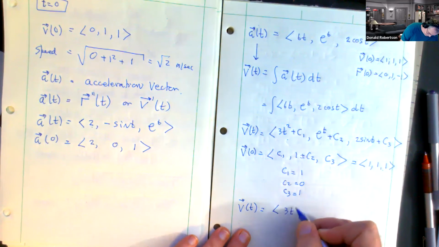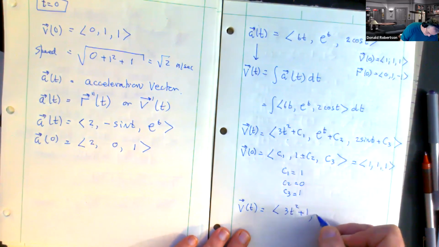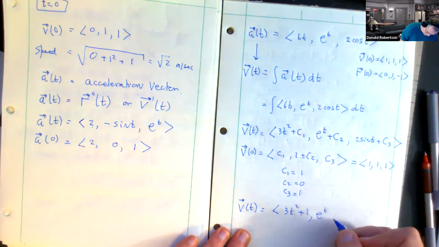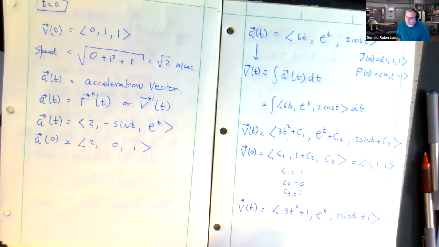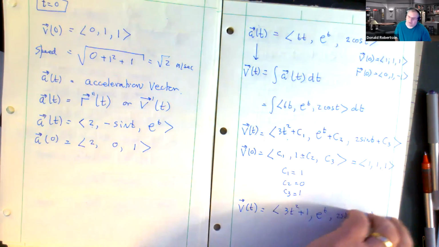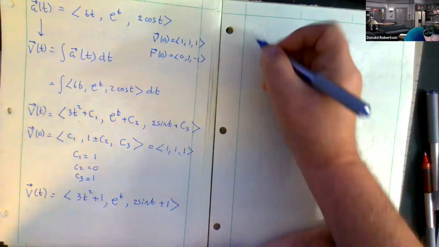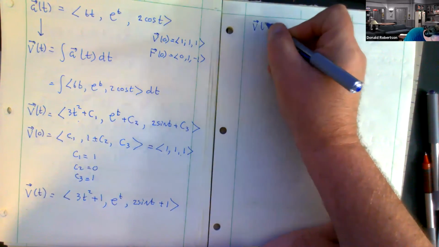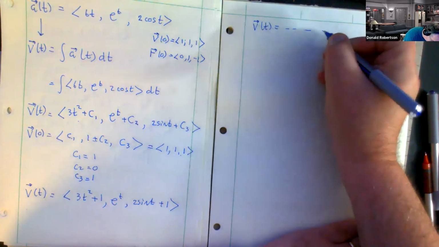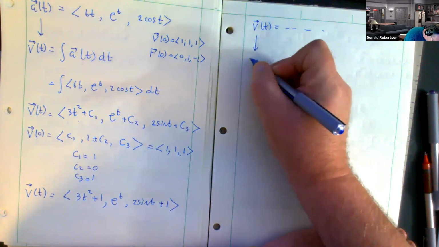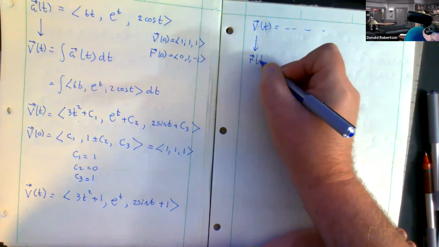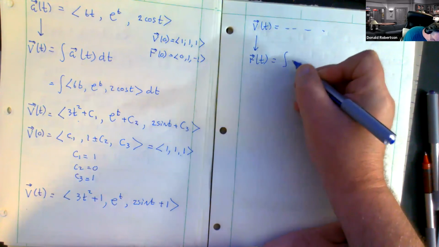It's 3t squared plus 1, e to the t plus 0, and 2 sine t plus 1. So far, so good. Now, to work backwards one more time. So if you take the velocity vector, which is what I've just written, and you work backwards, you will then get the position vector, which is the integral of that guy.